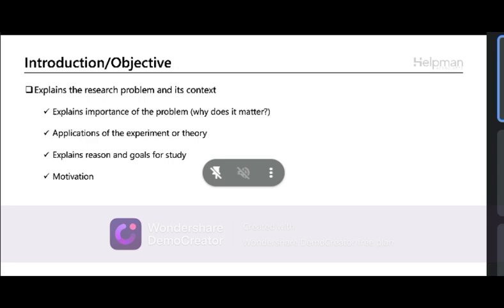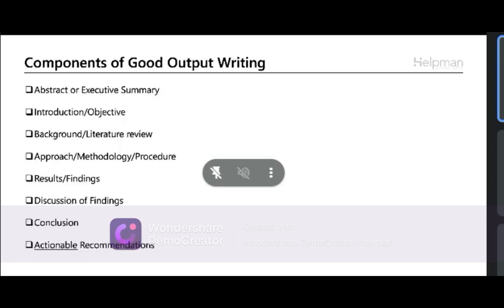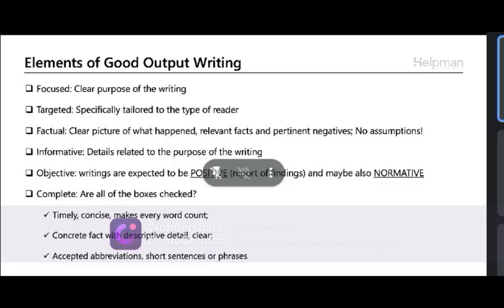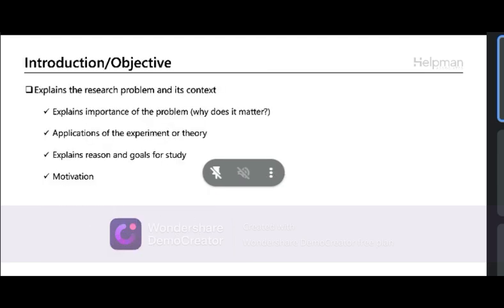So this is output writing now, not input writing. Okay. So, introduction. As I've said, before you start writing a paper, you must have done the work. In terms of output writing, I'm not saying input writing. In output writing, you must have done the work that you want to present.